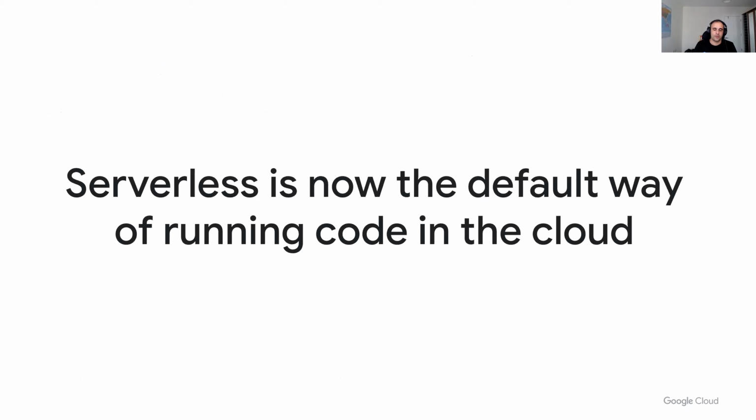So the whole point of this talk is that now I think serverless is the default way of running code in the cloud. So if you're working on a new project and you want to use a service, see if you can do that in a serverless way. And if not, see if you can use something in the serverless world that can help you with servers, so that should be the default way of thinking. Serverless should be the default, but if it's not, at least there should be a way to help you with your servers.